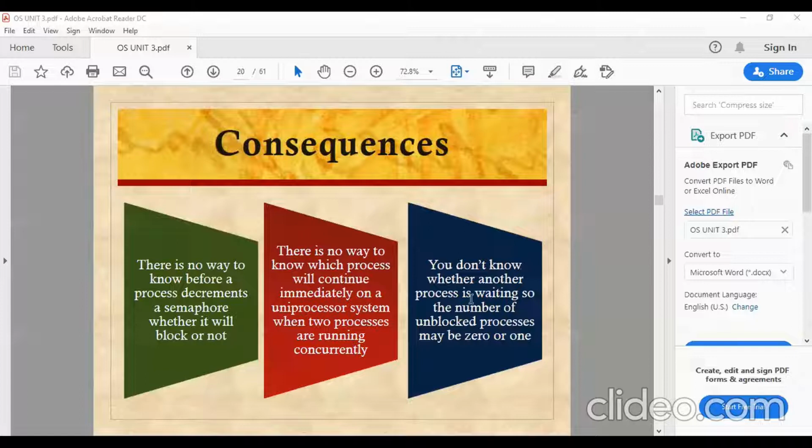You don't know whether another process is waiting. So the number of unblocked processes may be 0 or 1. It means the train is traveling on the track, and it does not know whether there are other trains that want to travel on this track. This is not known by that process. So these are some consequences of a semaphore.